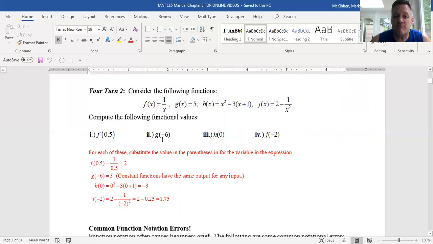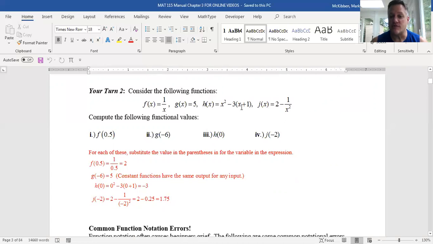For this guy, g of -6, well, g of x equals 5 is a constant function. What that means is that no matter what x value you give me here, be it -6, 0, 10 million, the output's always 5. Right, and so you look at this and you say, well, where do you put the x? There is no place on the right side to put it. But that simply means the output is 5, right? The value of x doesn't change the output. And so you just get 5 in this case.